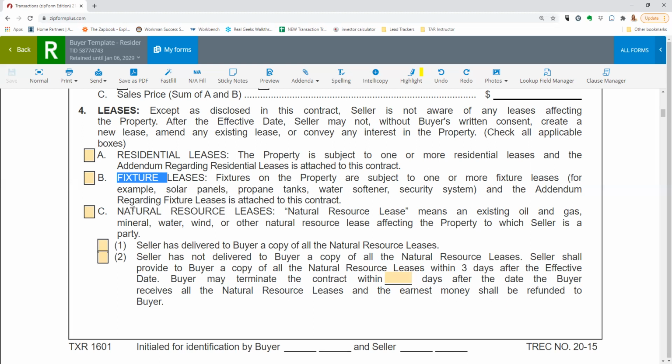And then last but not least is item 4C here. If there is a natural resource lease on the property, such as an oil and gas lease, mineral lease, and so on and so forth. And if there is in fact a natural resource lease, as you can see, there's a couple of other check boxes here. One talking about whether or not the seller has delivered that information to the buyer, or number two, that the seller has not delivered it and when they might deliver that information.